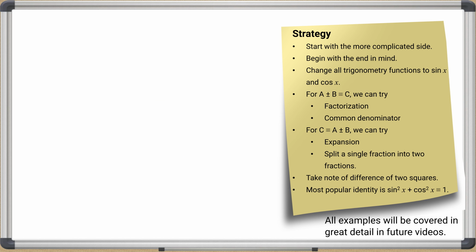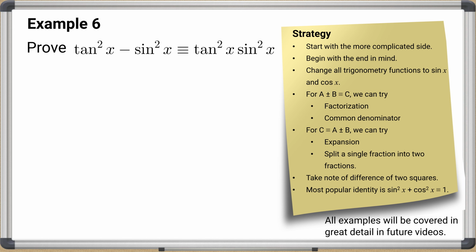Part 4. If we encounter the situation, a plus or minus b equivalent to c, we can try factorization or common denominator. In other words, if we encounter the sum or difference of two terms equivalent to a single term, we can try factorization or common denominator. Let's look at example 6.